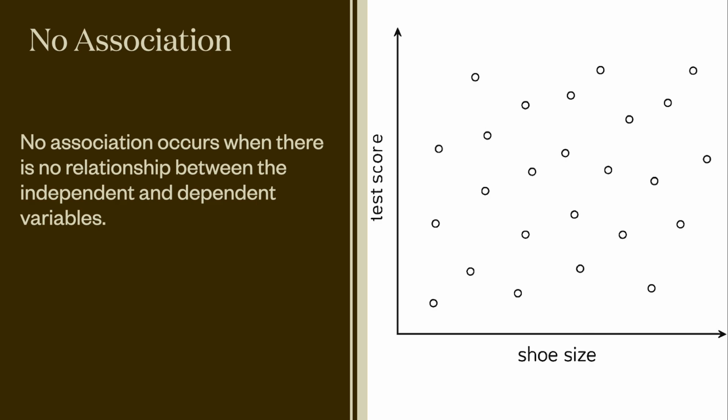And so when you have something that is no association, it will look like the points are randomly scattered across the graph. And this means there's no relationship between the two variables. One of them, your independent variable, does not predict your dependent variable.